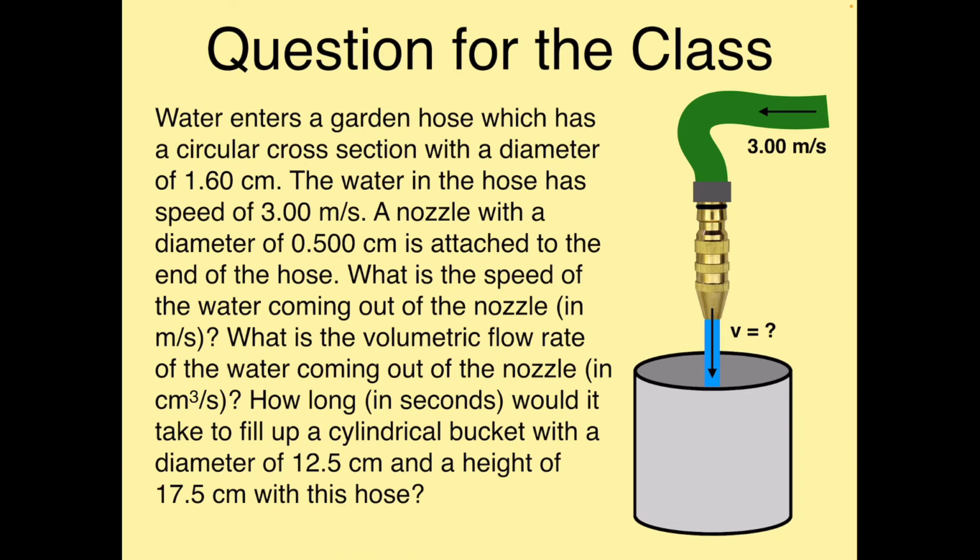So based on that, what is the speed of the water coming out of the nozzle? We'll find that speed in meters per second. We'll also find the volumetric flow rate of the water coming out of the nozzle in centimeters cubed per second. Then finally, how long in seconds would it take to fill up a cylindrical bucket with a diameter of 12 centimeters this way and a height of 17.5 centimeters this way if we're using this hose to fill it up? So pause the video, try to work this out, and then we'll go through it together.